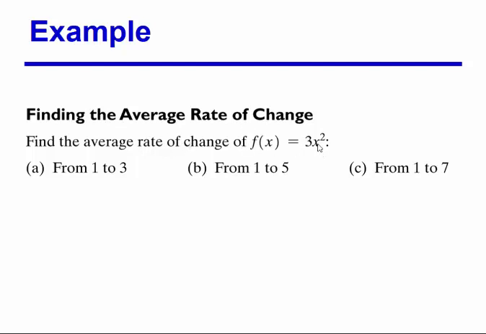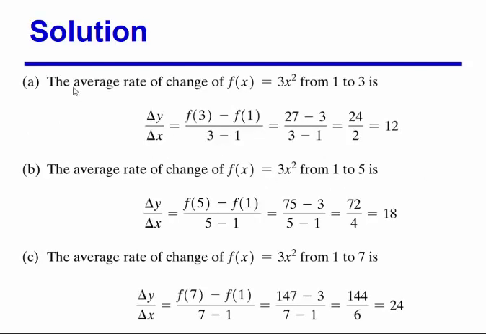So here, for this function, we're going to find the average rate of change from 1 to 3, 1 to 5, and 1 to 7. And so for A, we're going to go ahead and find f of 3 and f of 1. f of 3 for this function is 27, f of 1 is 3. My b is 3, my a is 1. And so this becomes 24 over 2, which is 12. So the average rate of change for this function from 1 to 3 is 12 units.